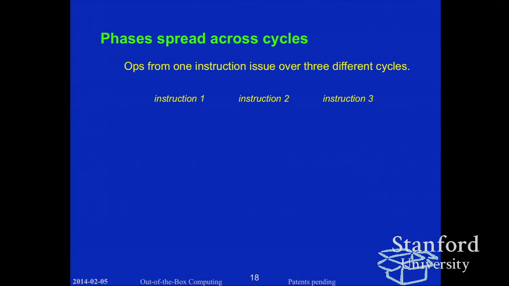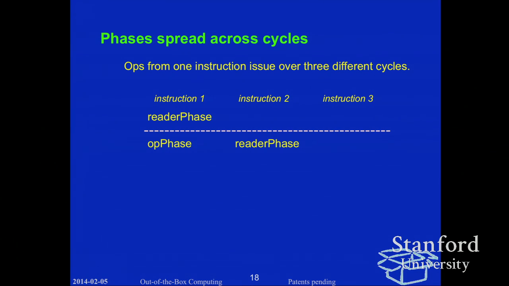So, if these are my 3 instructions, in this cycle, this is instruction 1, instruction 2, instruction 3 in order in the program. In this cycle, the reader phase of instruction 1 will be the first thing that happens. Then we cross the cycle boundary. And instruction 1's op phase executes at the same time as the reader phase of instruction 2.